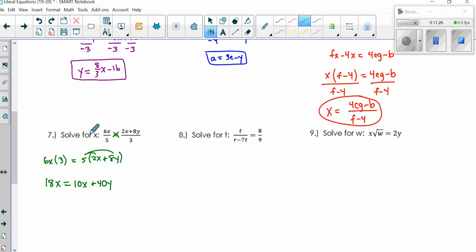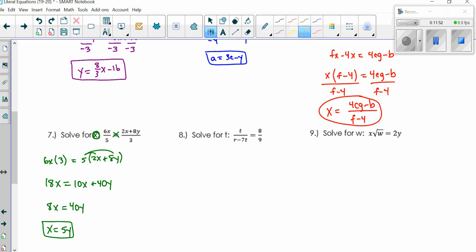You notice I didn't even actually look at what I'm solving for because cross multiplying had to be my first step anyways. I want to solve for x, so I'm going to move this term over. So if I subtract 10x, that's going to give me an 8x equals 40y. I divide both sides by 8, and that's going to give me a 5y. And there we go, we've solved for y.